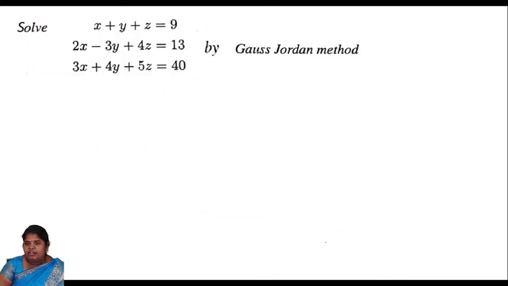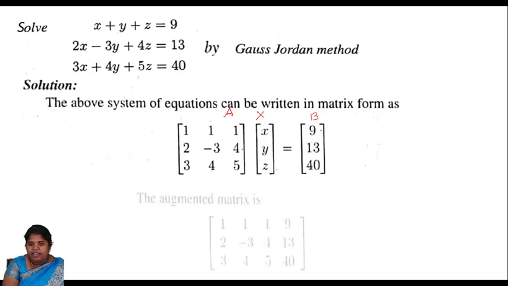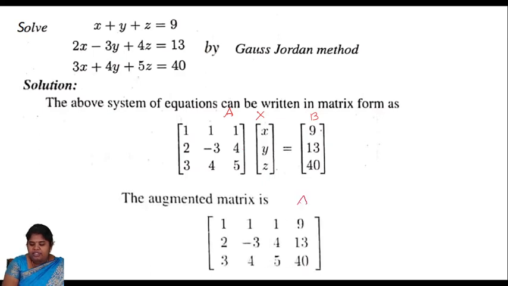Next method, the Gauss-Jordan method. We are going to solve the given equations by Gauss-Jordan. So we have to convert the given equations in terms of matrices. This is coefficient matrix A, this is the variable matrix, and this is the constant matrix B. Now the augmented matrix A comma B is written here, the combination of A and B.